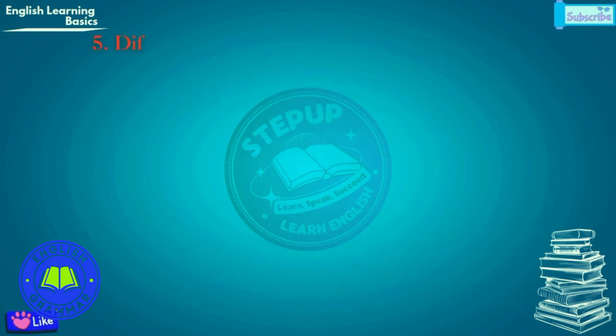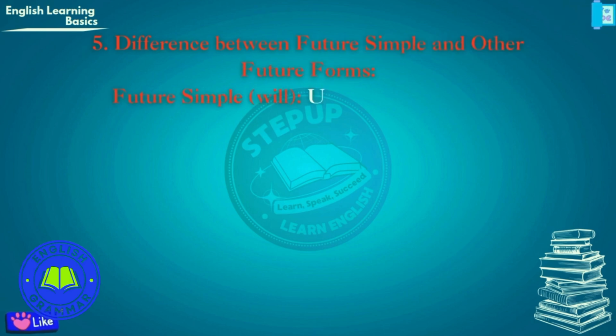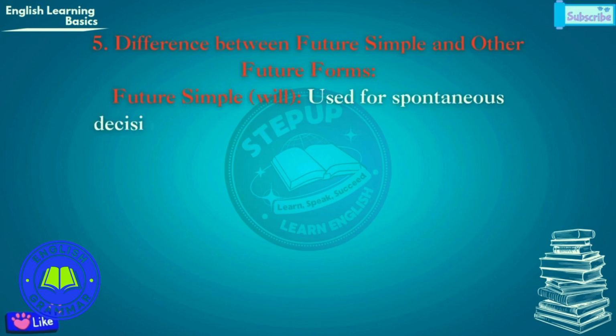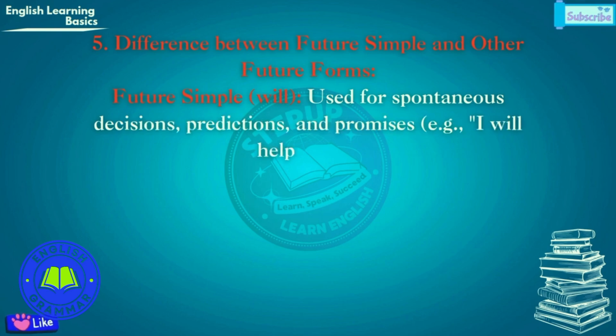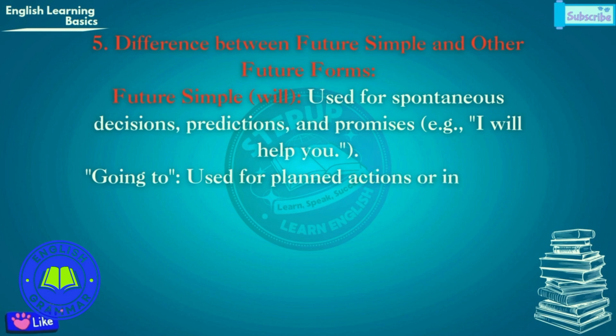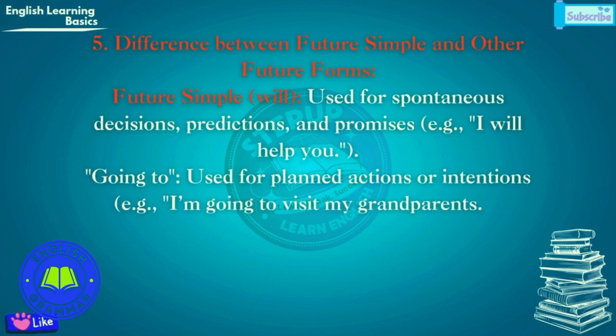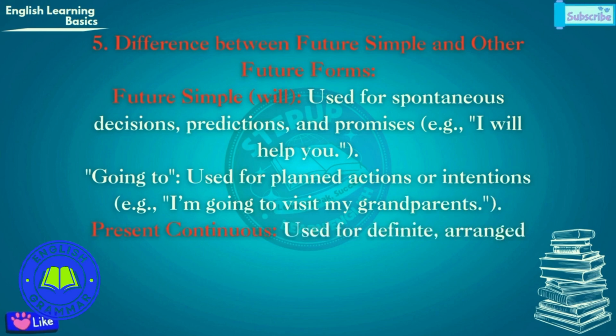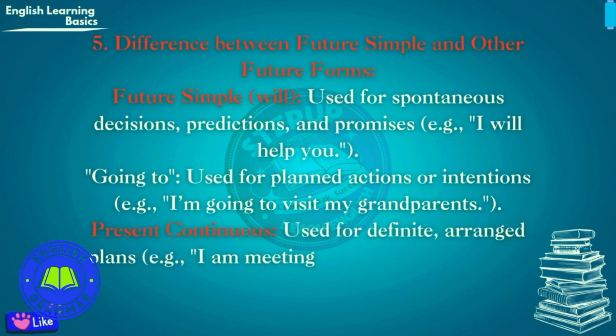5. Difference between future simple and other future forms. Future simple, will: used for spontaneous decisions, predictions, and promises, e.g., I will help you. Going to: used for planned actions or intentions, e.g., I'm going to visit my grandparents. Present continuous: used for definite, arranged plans, e.g., I am meeting my friend tomorrow.